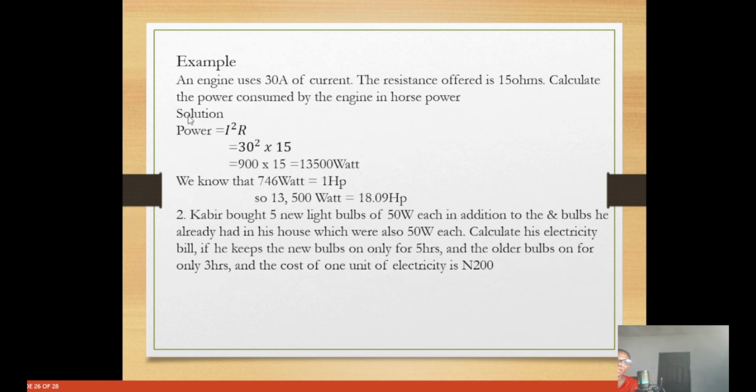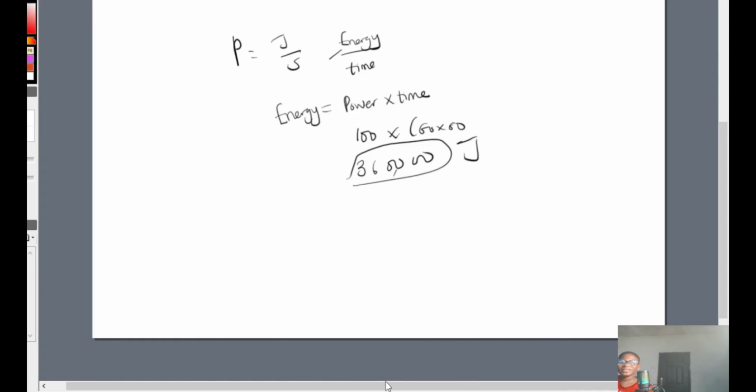An energy uses 30 ampere of current. The resistance offered is 15 ohms. Okay, so we have that. We are given the current and we are given the resistance. So we are given the current, 30 amperes. We are given the resistance to be what? 15 ohms. And we will now ask for our power. Don't forget from how we derived it, we said P is equals to IV. And since V is equals to what?